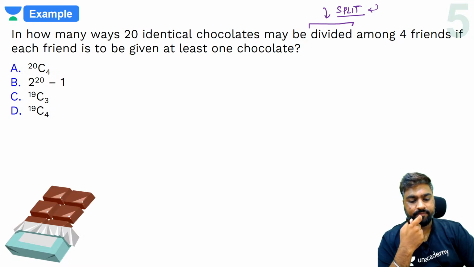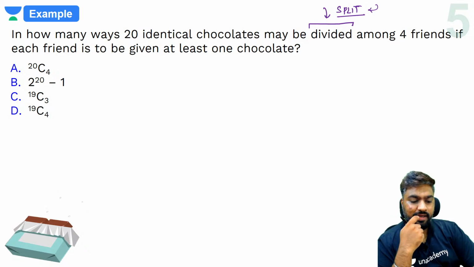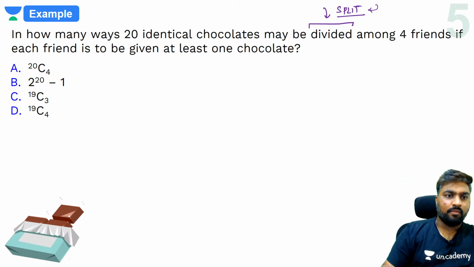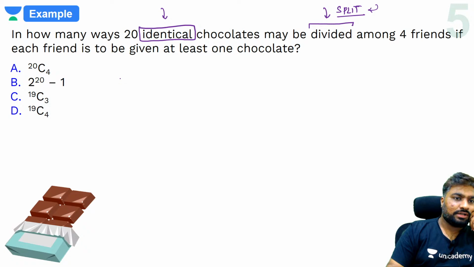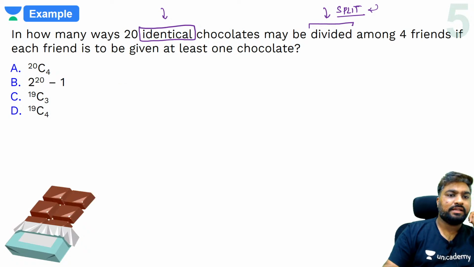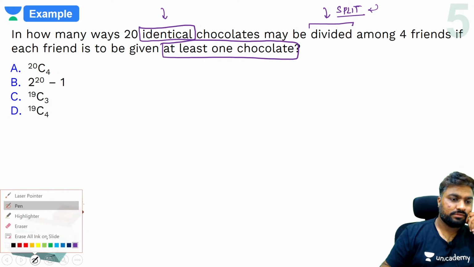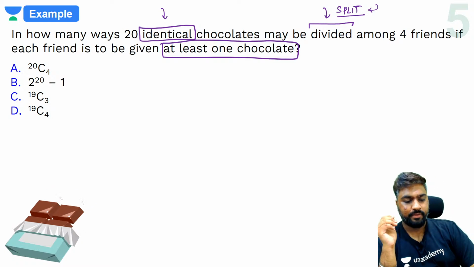Quickly try this. There are a lot of things that you have to keep in mind, guys. A lot of things that you'll have to consider in this question. One, there are 20 identical chocolates. And they're saying each friend is to be given at least one chocolate. Try karo abhi. Keep these two things in mind and try. Quick.